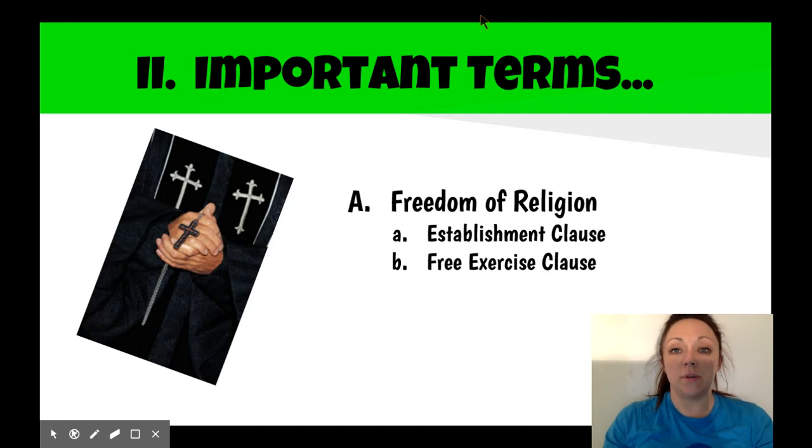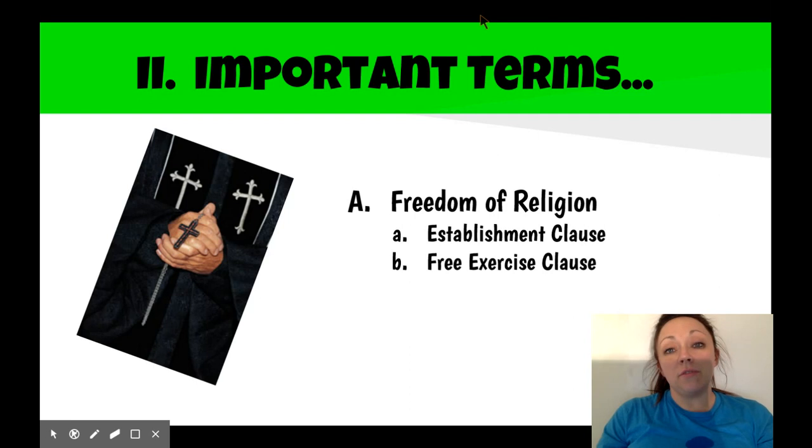The Establishment Clause prevents Congress from establishing a national religion. So Congress can't ever say everyone in America is going to be Christian or everyone in America is going to be Hindu. They can never come out and establish or truly show a bias towards a specific religion.